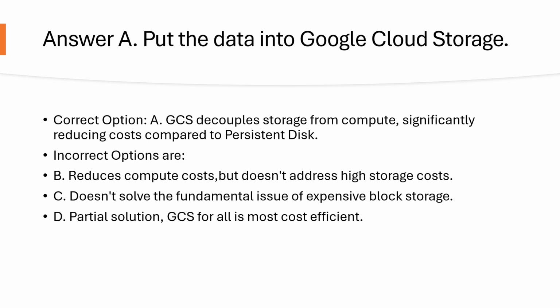Option B, using preemptible VMs, lowers compute costs but does not address the high storage costs. Option C, tuning disk space, doesn't fundamentally solve the issue of expensive block storage for large datasets. Option D, while helpful, doesn't go far enough. It is a partial implementation of Option A. GCS offers a scalable and durable storage solution with various tiers to further optimize costs for different data access frequencies. In short, leveraging GCS for data storage significantly reduces infrastructure expenses compared to using large amounts of persistent disk.